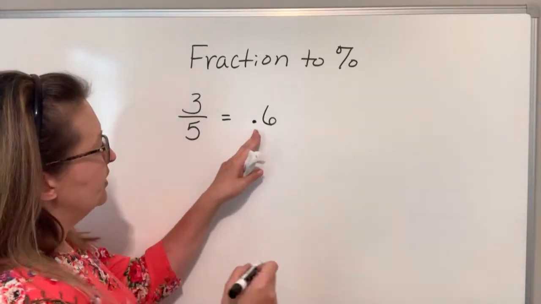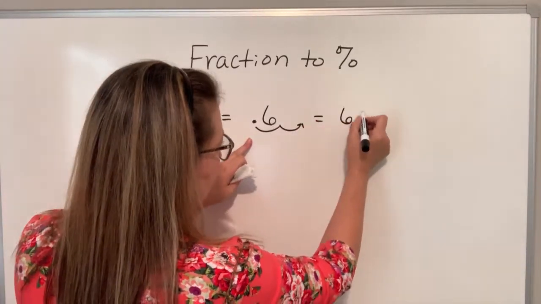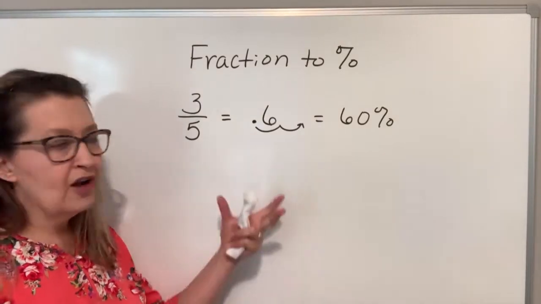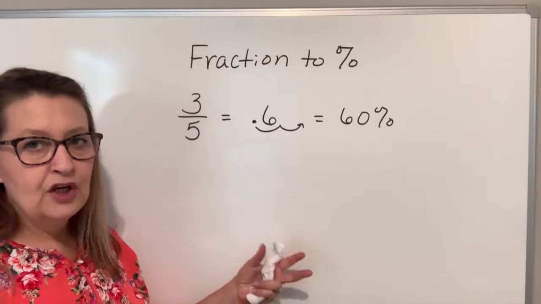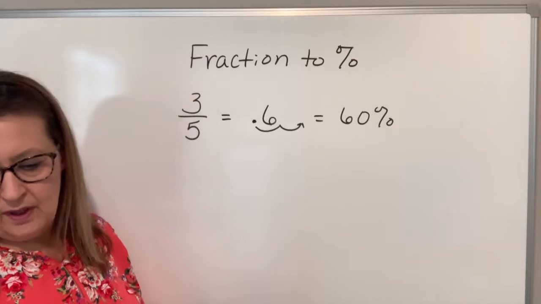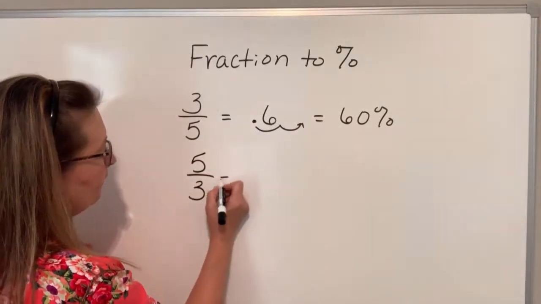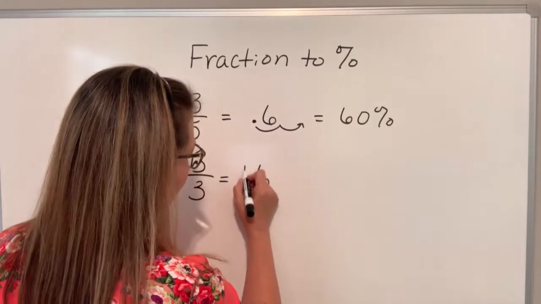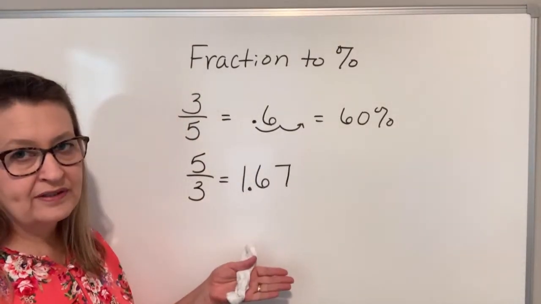Now to go from decimal to percent, I'm moving my decimal over 2 places, so I have 60%. Okay, so you're not doing anything new in this concept. You're just combining 2 concepts that we've already learned. Okay, I'll go ahead and do the other one that we looked at previously. When you do 5/3 into a decimal, we rounded it off. Showed you that it was going to be repeating, so we rounded it up to 1.67.